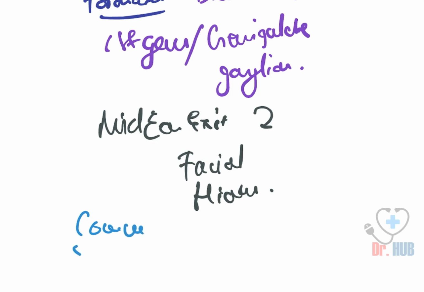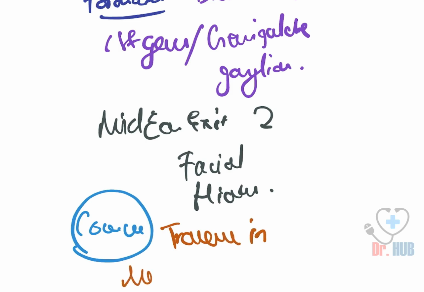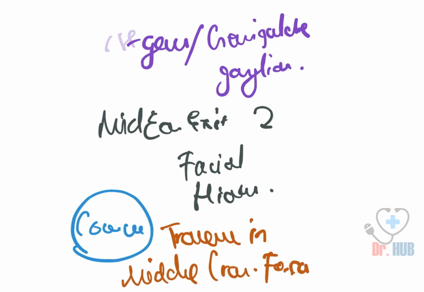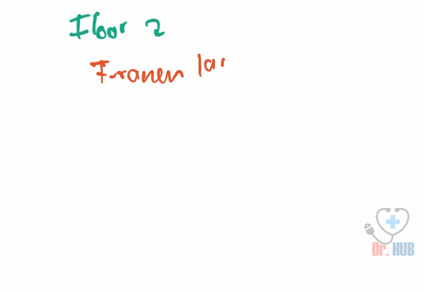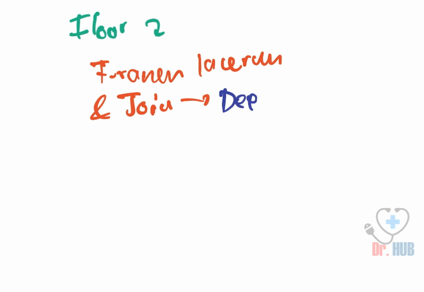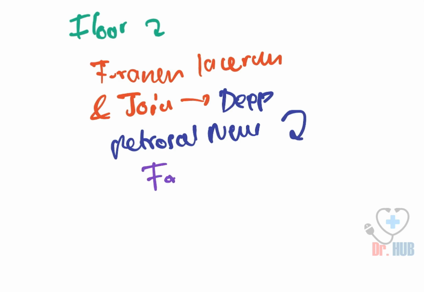Then, what is the course? The course is that first it traverses the middle cranial fossa, on the floor of the middle cranial fossa. Then it exits through the foramen lacerum, and there it joins the deep petrosal nerve. This takes place in the foramen lacerum.